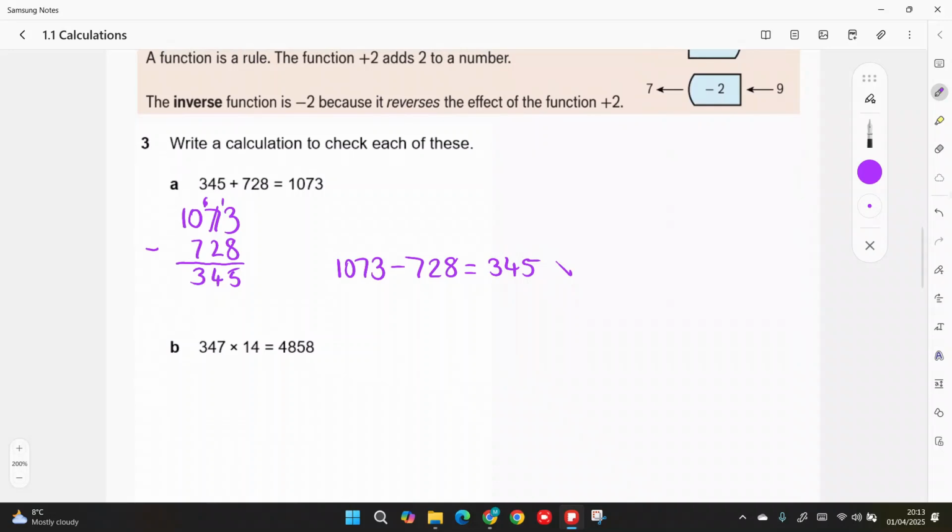The same works with multiplication. I've currently got 347 times 14 equals 4,858. So if we apply the inverse, we start with 4,858 and we divide by 14 to see if that gives us 347. So to check this, we're going to do a little bit of division.